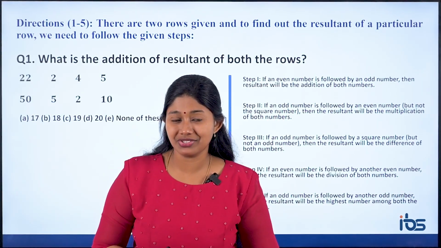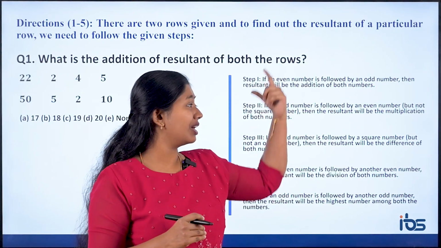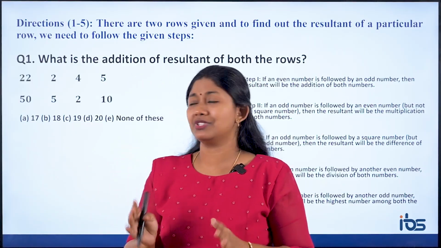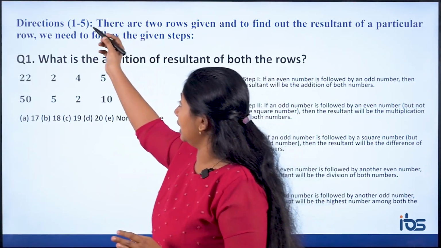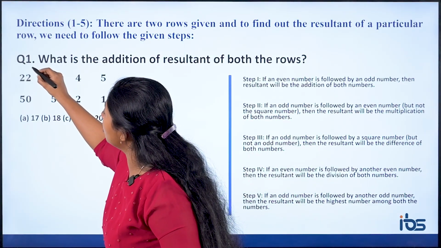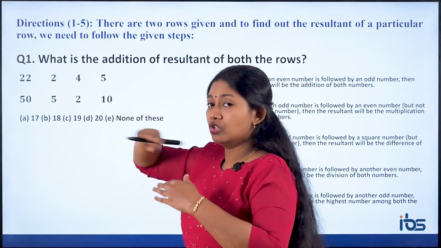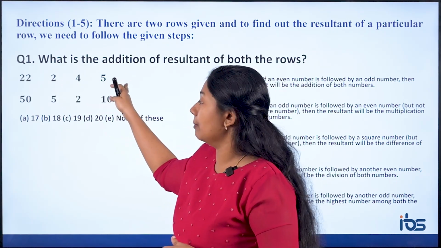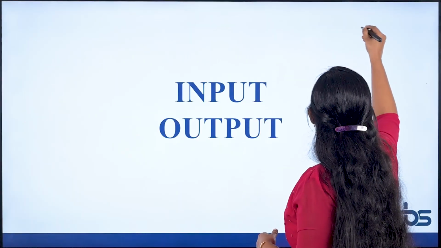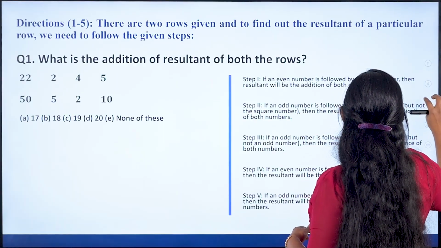So we'll solve the question and it's very easy. If you understand this, it's very easy. We just have to follow some steps, that's it. So let's go through the direction. There are two rows. This is row 1 and this is row 2. Row 1 consists of 4 numbers and row 2 also consists of 4 numbers. You have to find the resultant of these two rows.